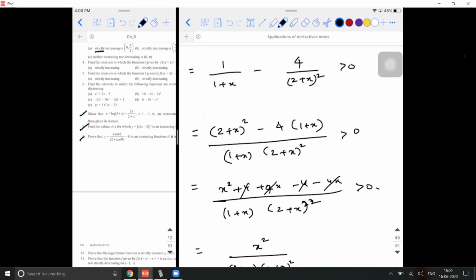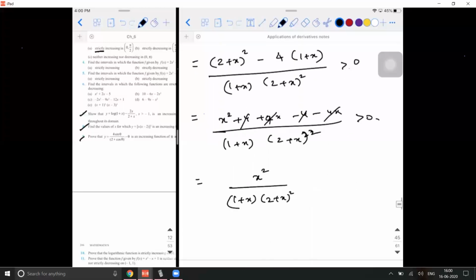So we can multiply both sides by 1 plus x into 2 plus x the whole square. So we'll be rid of the denominator. Then what it will be, that is what even I did. I've taken LCM.